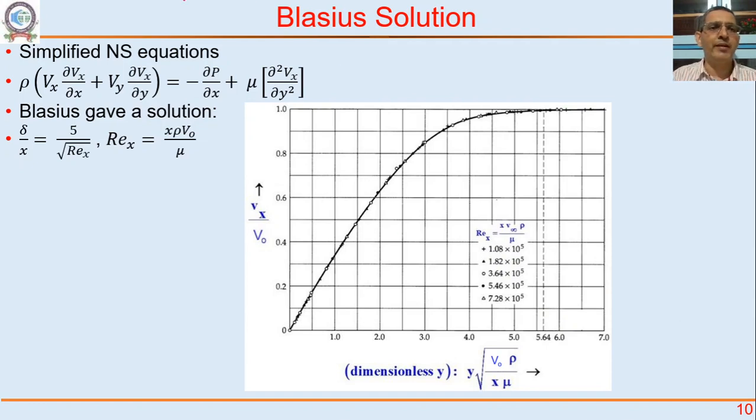So the simplified Navier-Stokes equation is just like this: rho Vx del Vx by del x plus Vy del Vx by del y equals minus del P by del x, Gx is not there, the gravitational component is 0, plus mu del square Vx by del y square. Now Blasius was the first person, 1900s, to give a solution. He found two things. The first thing he found is delta by x is equal to 5 divided by square root Rex. Another definition of Rex is x rho V naught by mu.